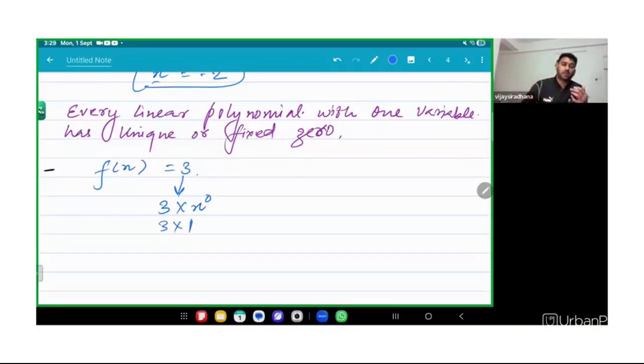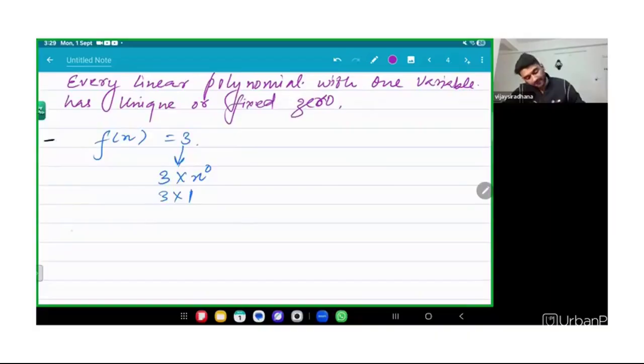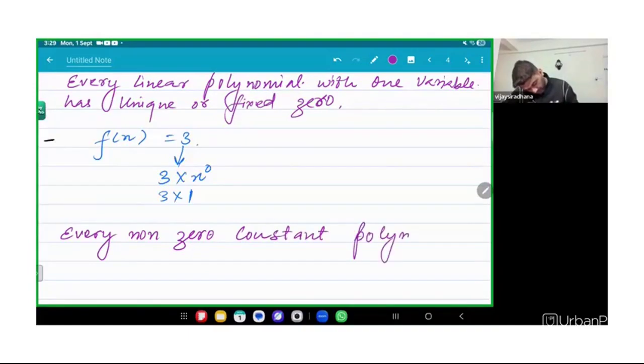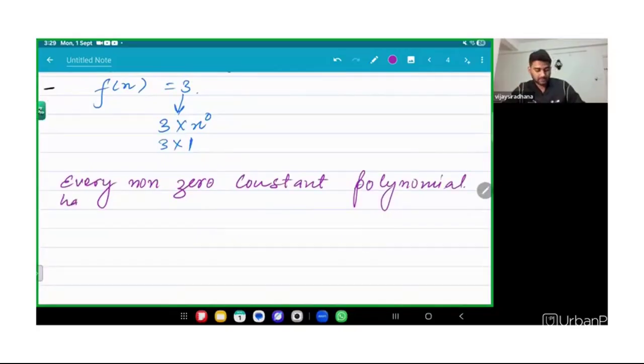So what will be the conclusion? The conclusion will be that every non-zero constant polynomial has no zero. It does not have any zero. It will not have any zero, right? So this is the main thing.